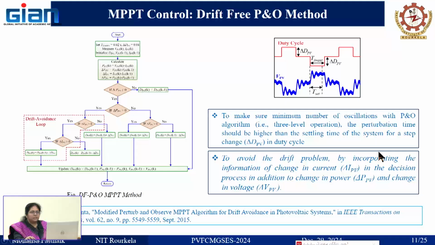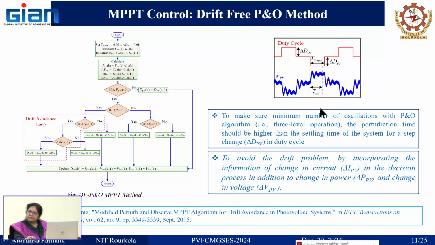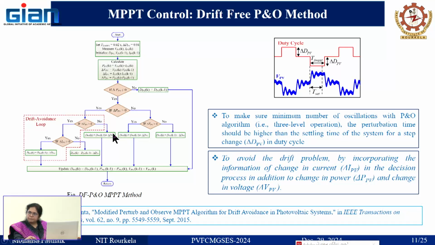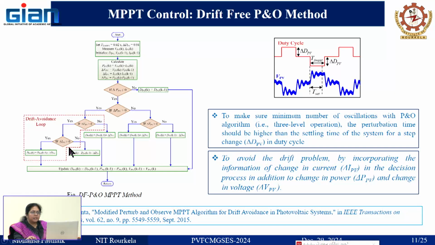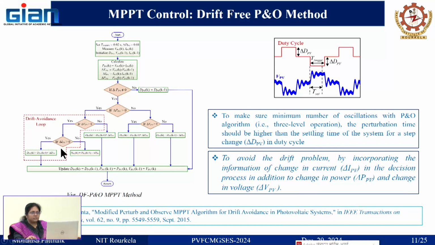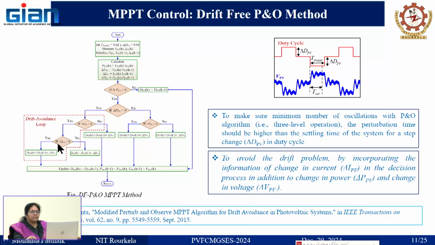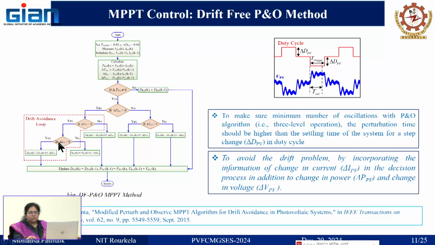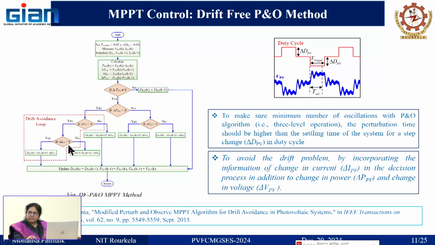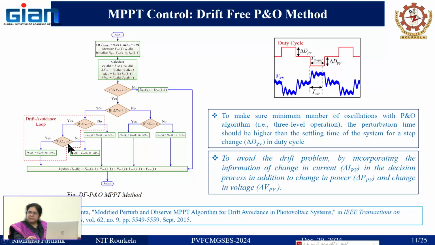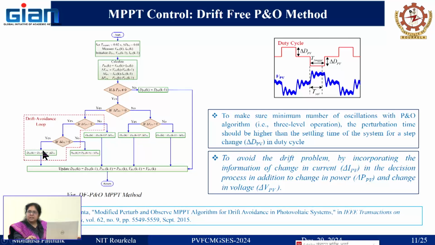For both wind and PV systems, as I explained before, we have implemented this drift-free P&O MPPT technique. Here you have added one extra term, that is the change in current. So in case of drift, meaning any increase in irradiance or increase in wind speed, this is constant and positive.